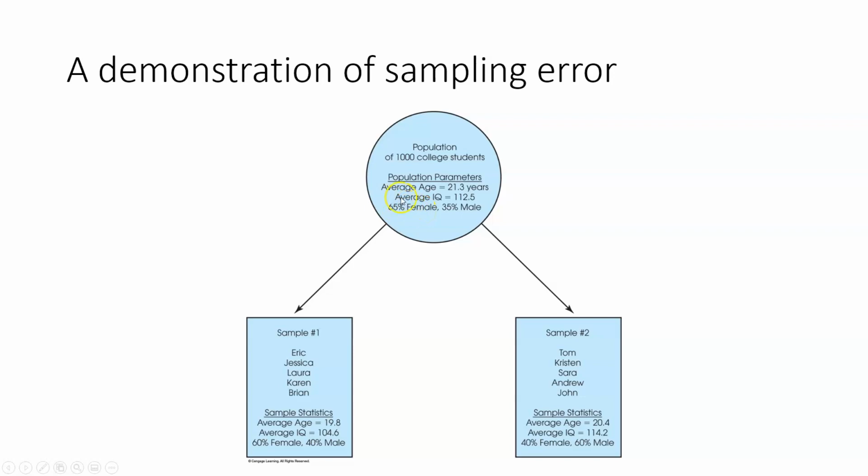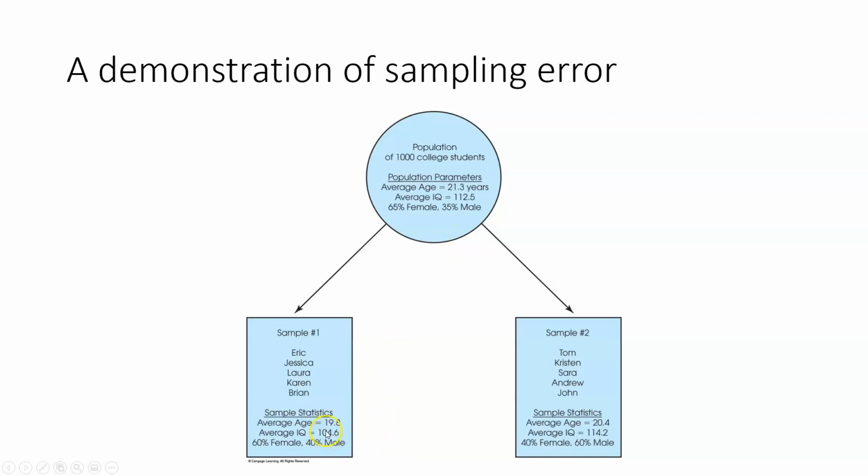Now, if you were to draw two samples from that population, the statistics that you're computing from those samples are not going to reflect perfectly what these parameters really are. For instance, if you drew a sample of 5 people, Eric, Jessica, Laura, Karen, and Brian, their average age, 19.8, is not the same as the actual age of all the students together, 21.3. But it's pretty close. And it's expected to be close because these students represent, even though it's a small group, the whole body, the whole population of all the college students who attend that college.